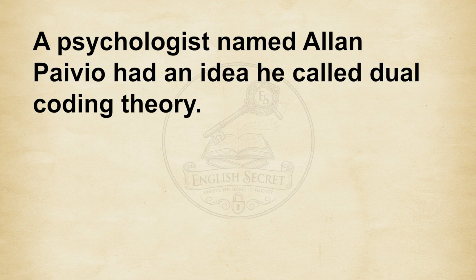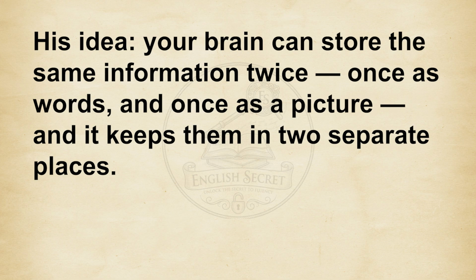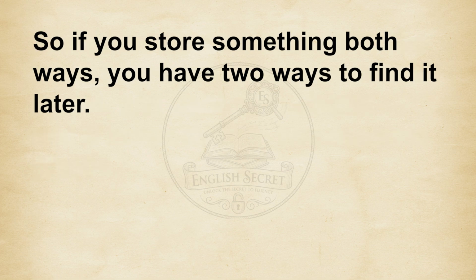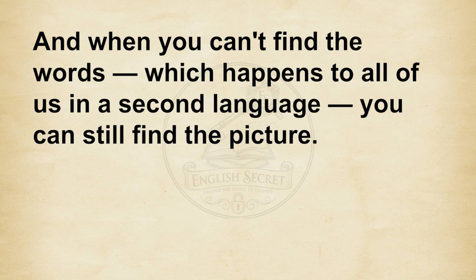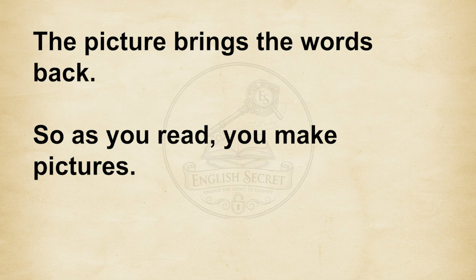Here's the research. A psychologist named Allan Paivio had an idea he called dual coding theory. Dual means two. His idea: your brain can store the same information twice, once as words and once as a picture. And it keeps them in two separate places. So if you store something both ways, you have two ways to find it later. And when you can't find the words, which happens to all of us in a second language, you can still find the picture. The picture brings the words back. So as you read, you make pictures, on purpose.